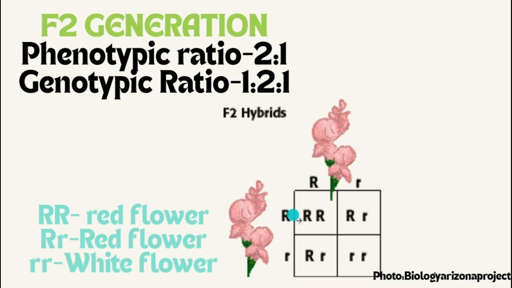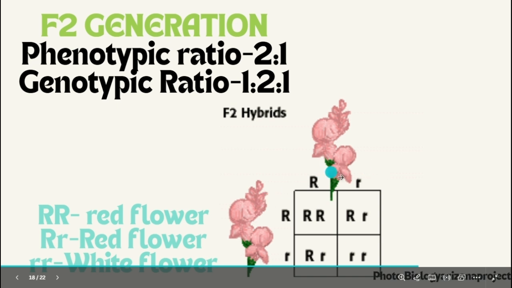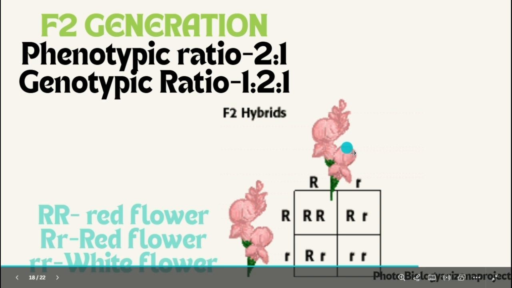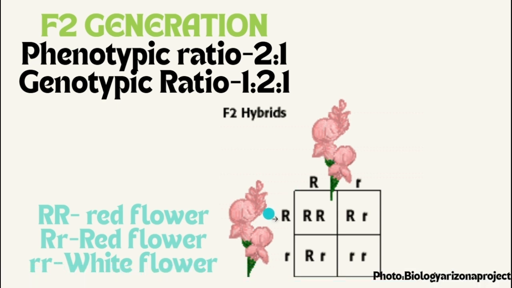So if we cross two heterozygous, meaning big R, little r and big R, little r, that means we're crossing two red flowers. Two parents and both of them look red. What do you think could happen? They have different alleles, and we say that alleles are basically alternative forms of a gene, so they can code for different things.